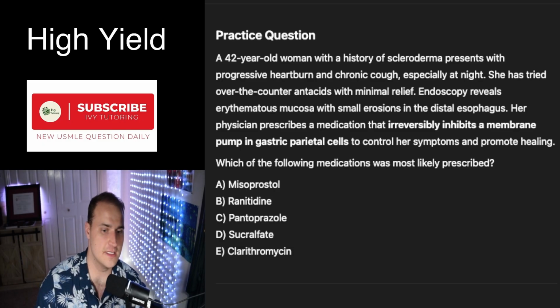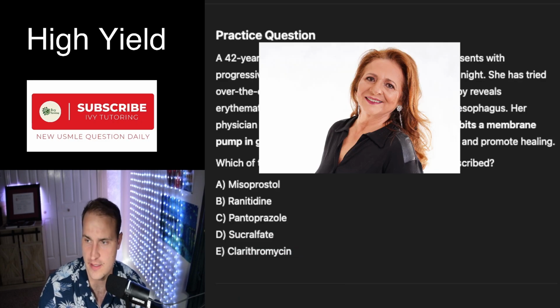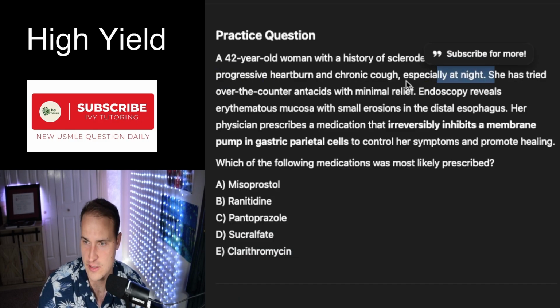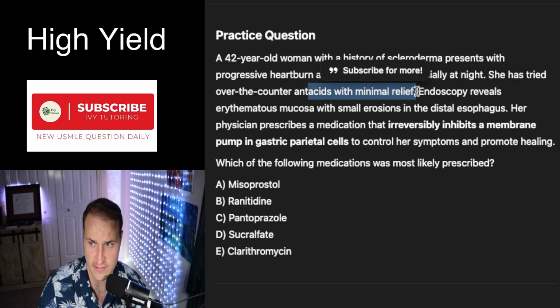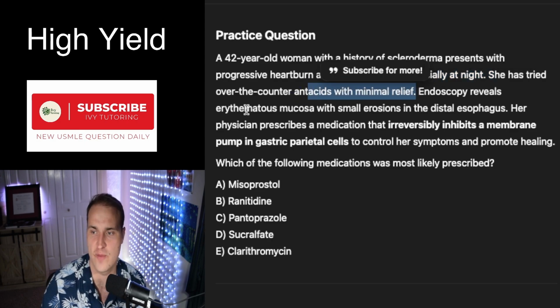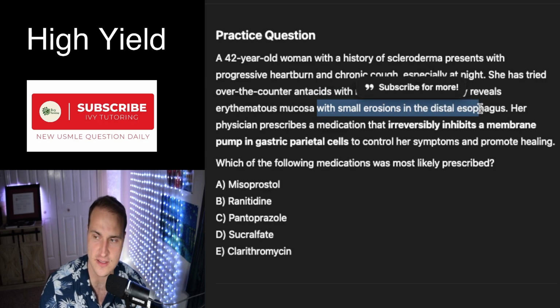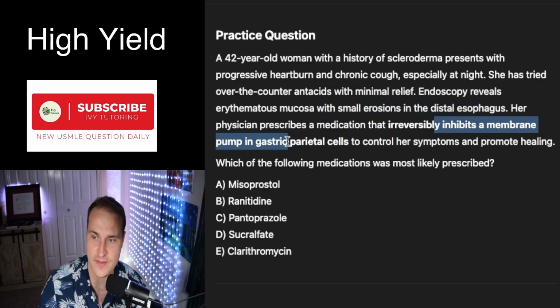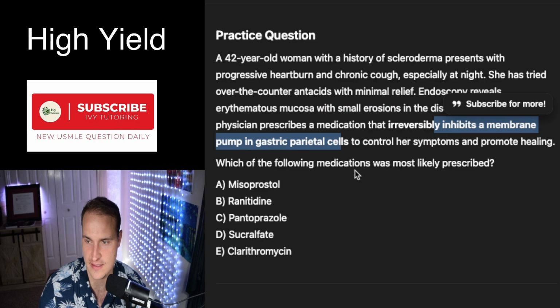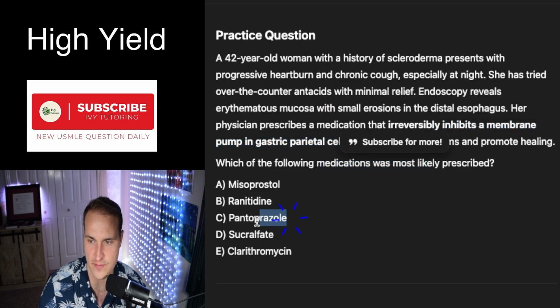So question 26, we have a 42-year-old woman with a history of scleroderma, presenting with progressive heartburn and chronic cough, especially at night. She's tried over-the-counter antacids with minimal relief. Endoscopy reveals erythematous mucosa with small erosions of the distal esophagus. Ooh, they're giving something that inhibits the membrane pump in the gastric parietal cells. What are they going to give her? Probably a prazole. Yep, there's the answer, prazole.